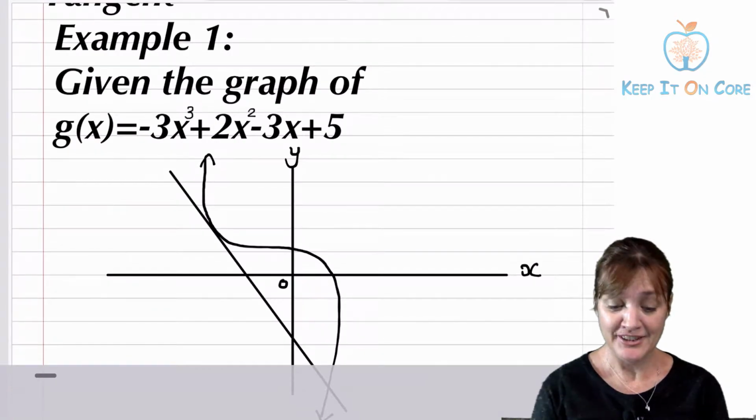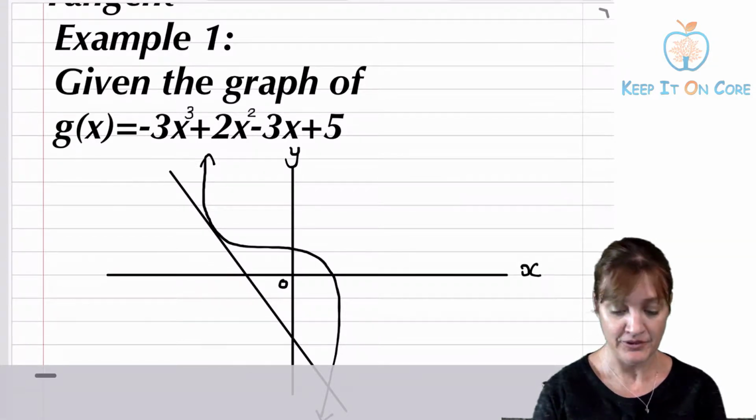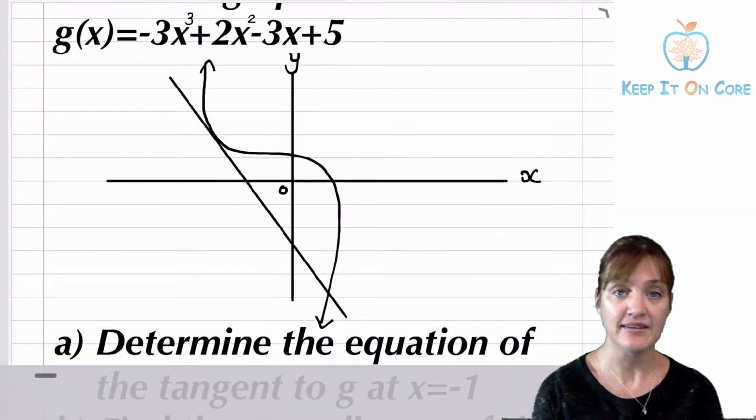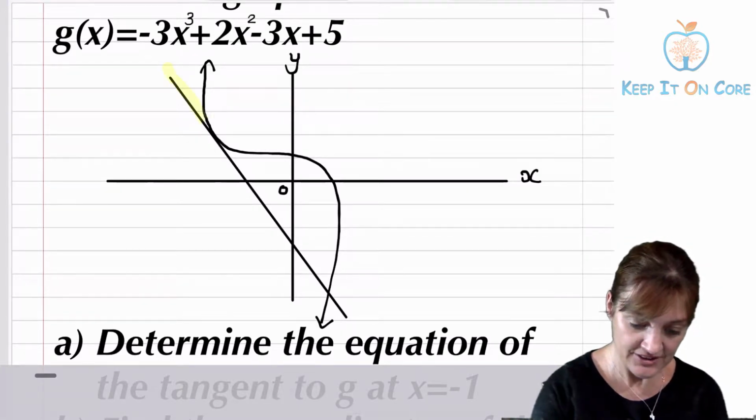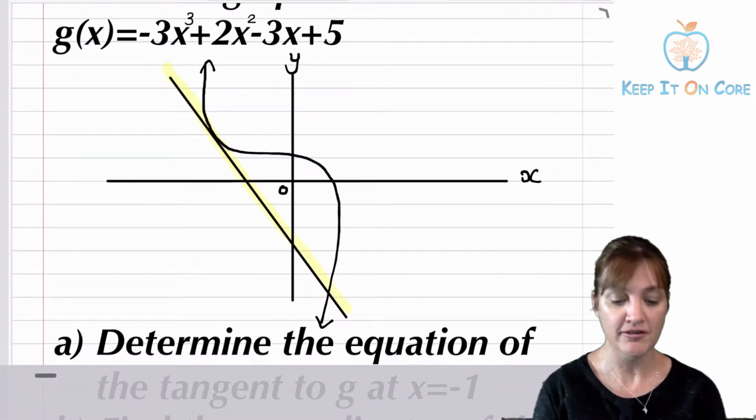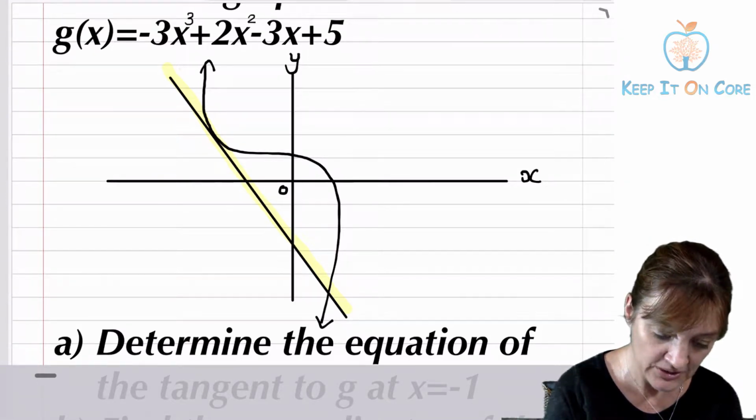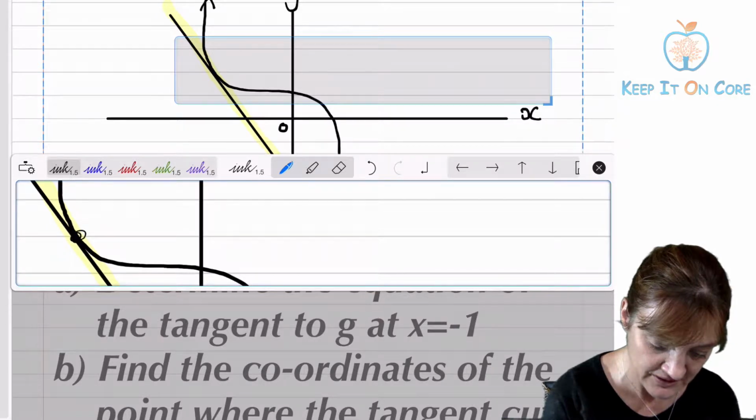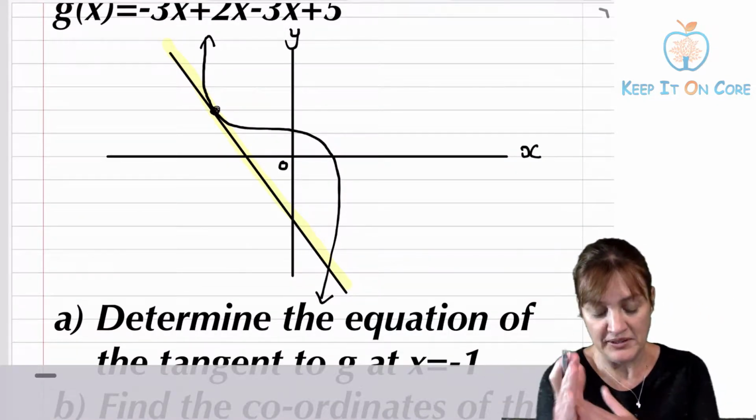We've been given a g of x function of negative 3x cubed plus 2x squared minus 3x plus 5. That's what the picture looks like on the axis. We then have been given a tangent. Can you see there's a tangent to the graph over there? And the point of tangency, where it's touching at the one spot, is this point over here, where it's just touching at one point.